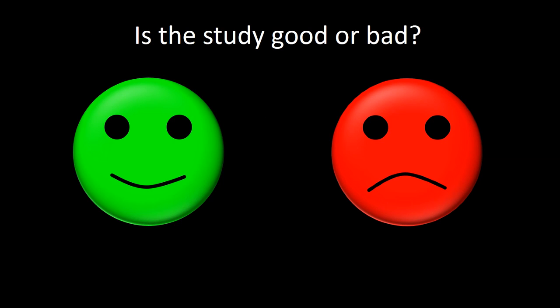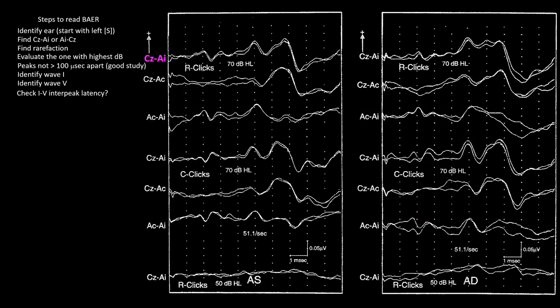Next, we need to ask ourselves if the study is good or bad. This is done by comparing the synchronicity of the two averages. Peaks of the individual averages should not be far apart from each other. Here I am looking at two prominent peaks. I have traced a line through the peaks of both averages to better gauge the distance between them.